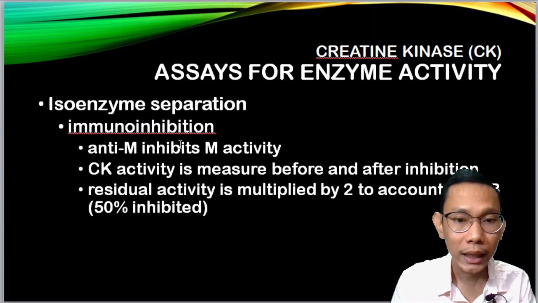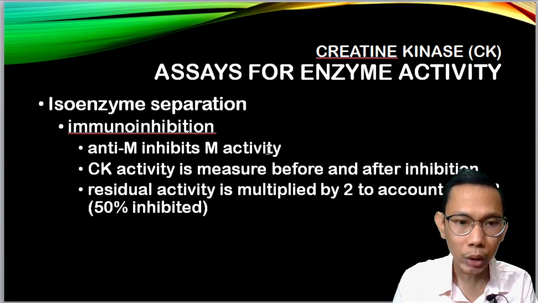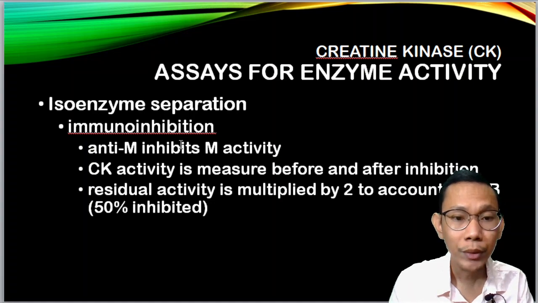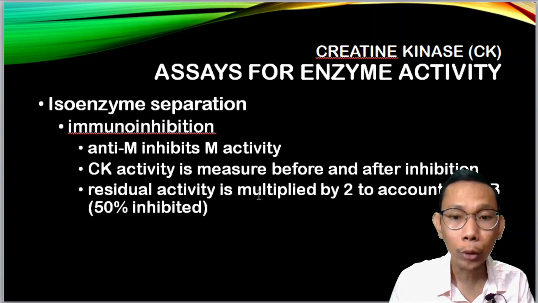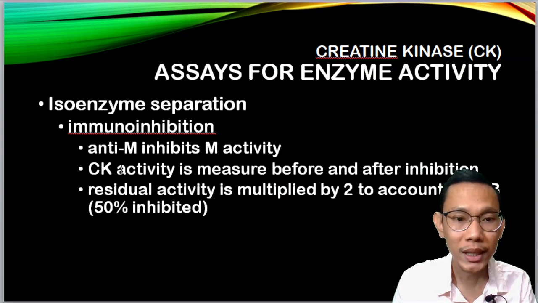Anti-M inhibits the M activity. So what is the rationale behind the inhibition of M? The CK activity is measured before and after the inhibition. The residual activity is multiplied by 2 to account for MB, which is 50% inhibited.